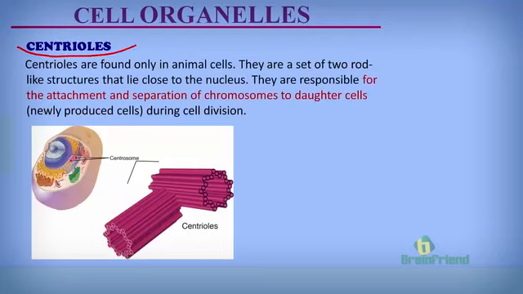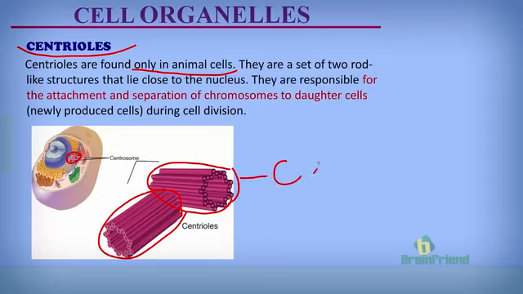Centrioles, these are also cell organelles. Centrioles are found only in animal cells. Take note, centrioles are simply two sets of rods. This is one centriole, and this is another. A set of rod-like structures that lie close to the nucleus. This is the cell now. You can see the centrioles. They are located very close to the nucleus. The centrioles are found within a structure called the centrosome.